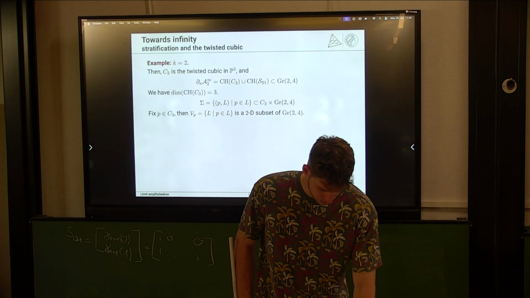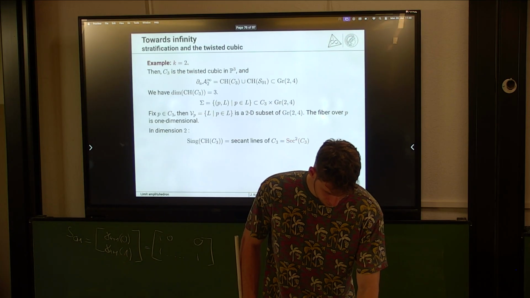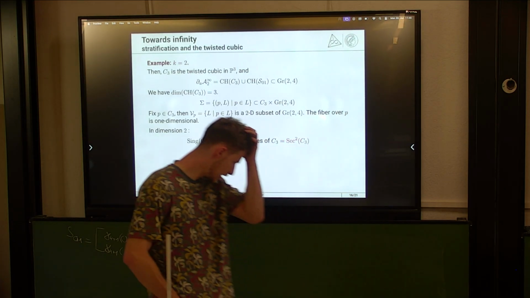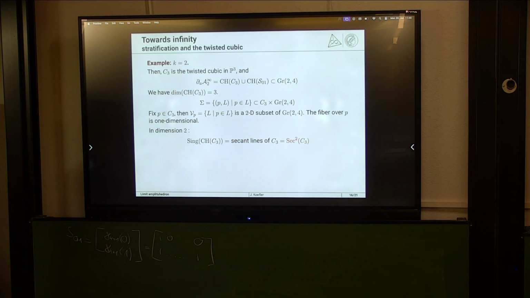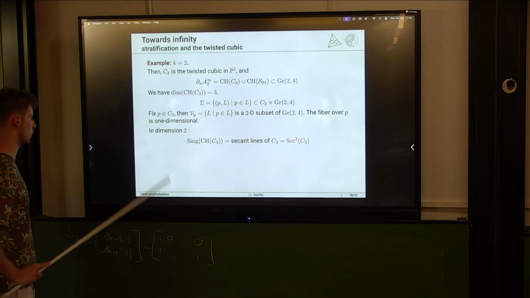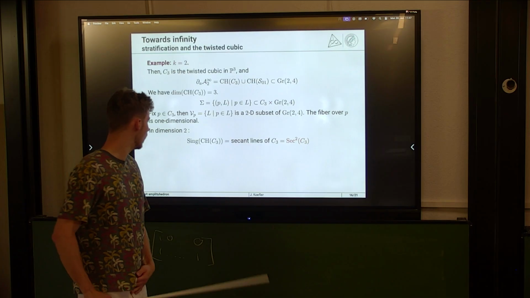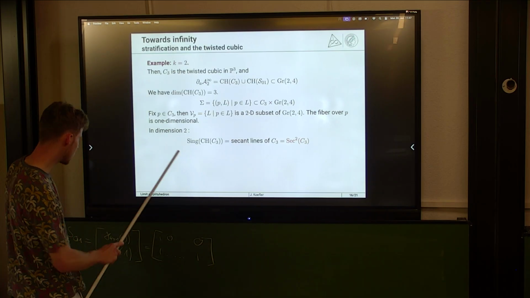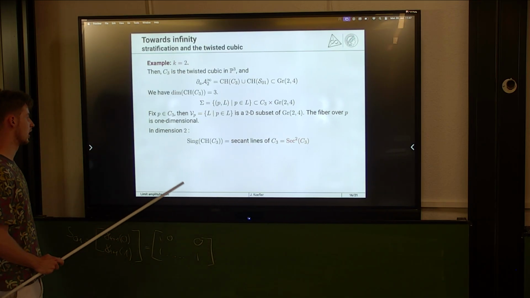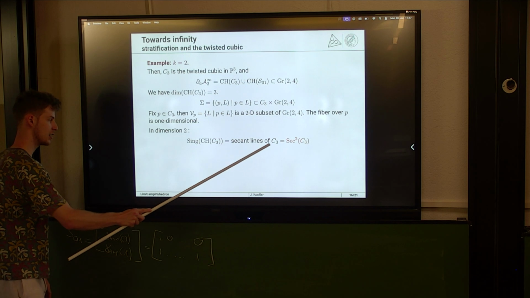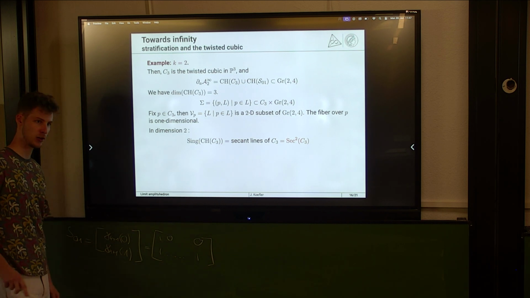So this is the main tool. And this allows us to really understand the stratification of the boundary of this limit amplituhedron in more general, for any k. Here we're going to do this for k equals 2 briefly. So the first part is that the singular locus are actually secant lines of the twisted cubic.